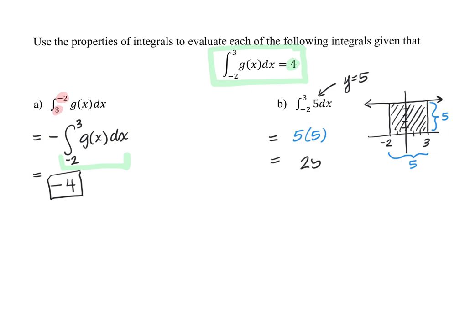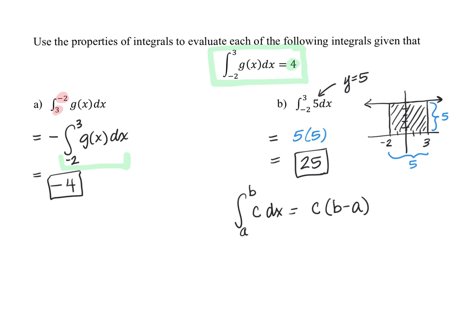Now I know this video is supposed to review properties of integrals. I just can't resist the opportunity to remind you what the graph looks like. But yes, we do have a property for this. And the property we could also use is that if we're integrating from a to b, a constant, then we are essentially multiplying that constant times the difference between a and b. In other words, the constant times b minus a.